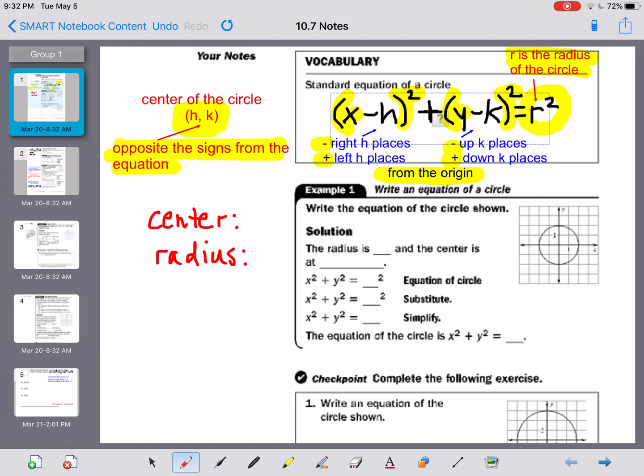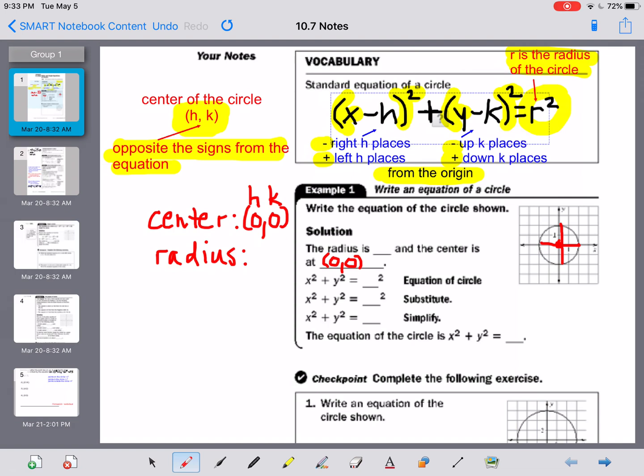So I look at my circle. It looks like when I go from this side to this side, up and down, it meets right there at that center, which is the origin. So it looks like my center right here is 0, 0. Okay, and I'm going to write it over here too so you can see this. That means my h is 0. That means my k is 0.